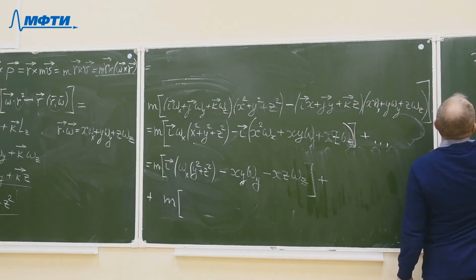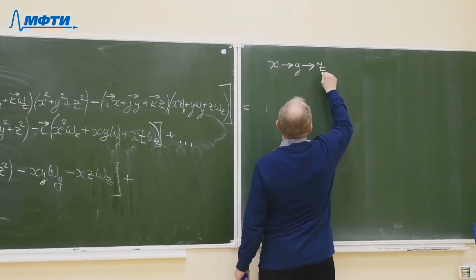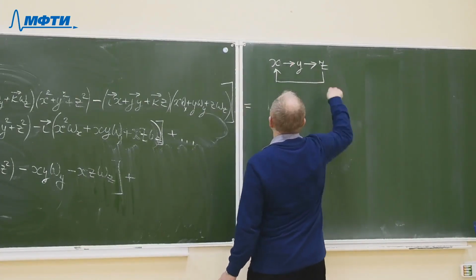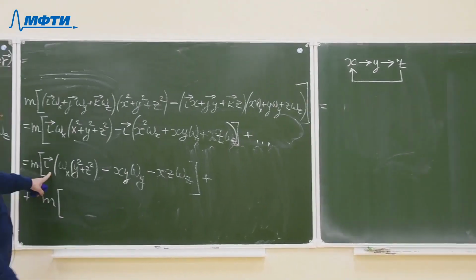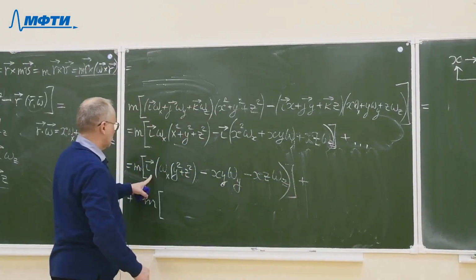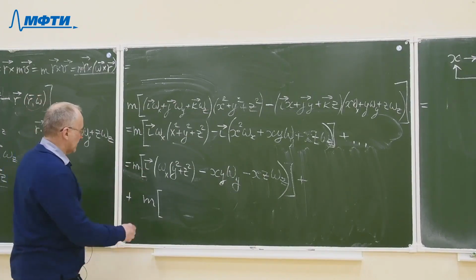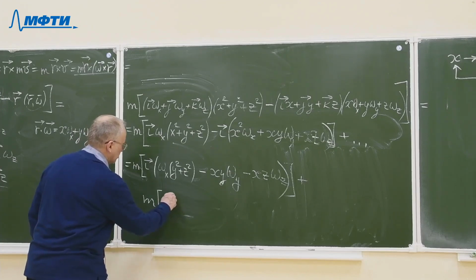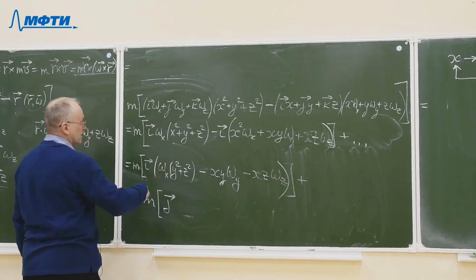X must be turned into y, and y will be turned into z, and z will be turned into x again. Such a circular change in indices. So if I know the first line expression, which is the coefficient at vector i, then the same will be the coefficient at vector j, with the only difference that all the numbers should be circularly interchanged.